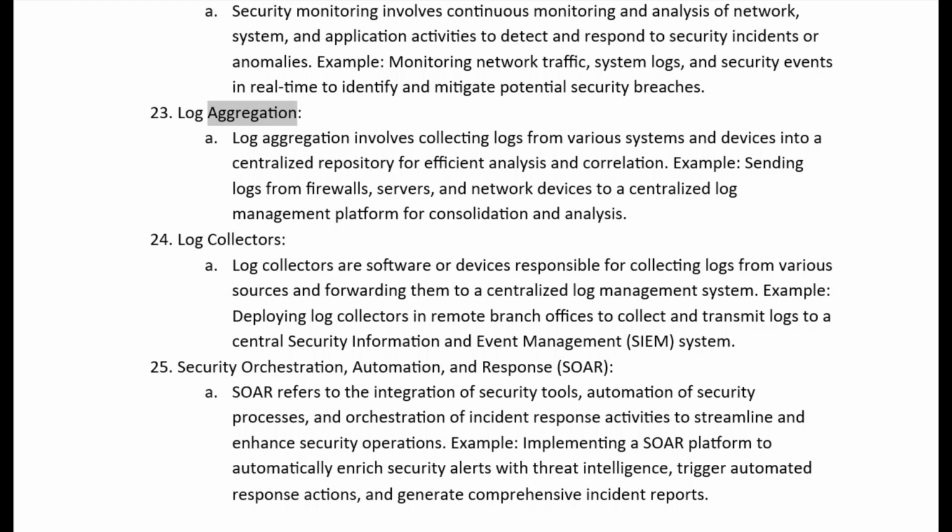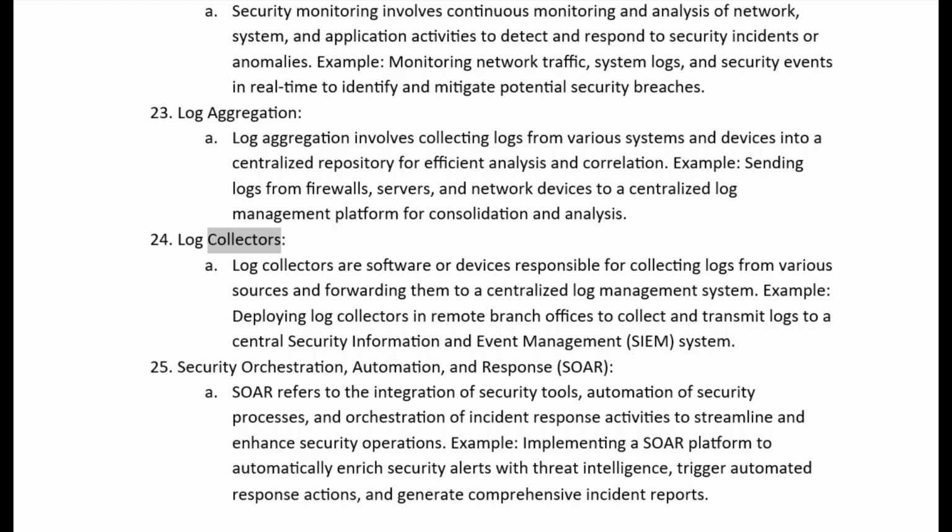Log aggregation. Log aggregation involves collecting logs from various systems and devices into a centralized repository for efficient analysis and correlation. Example: sending logs from firewalls, servers, and network devices to a centralized log management platform for consolidation and analysis.